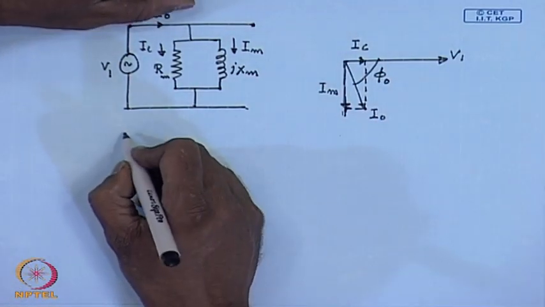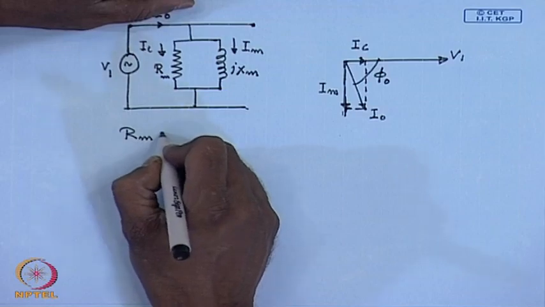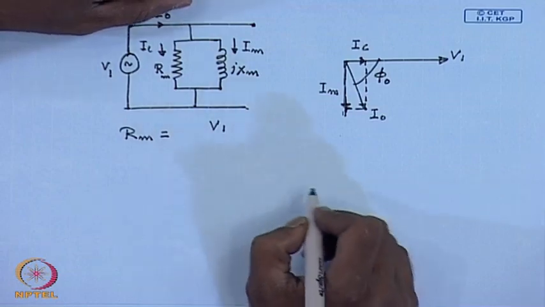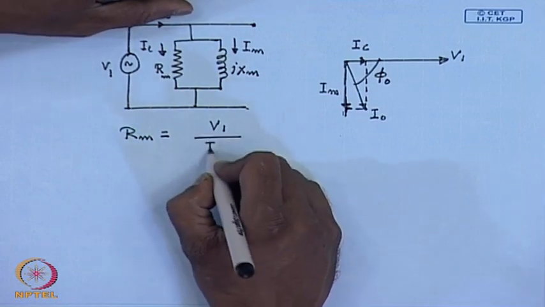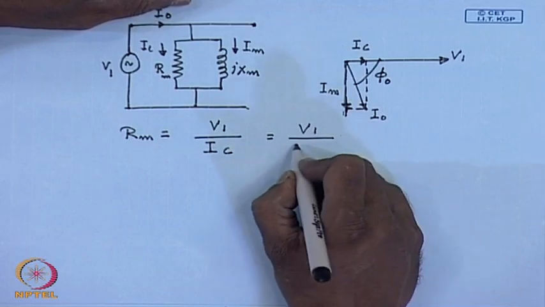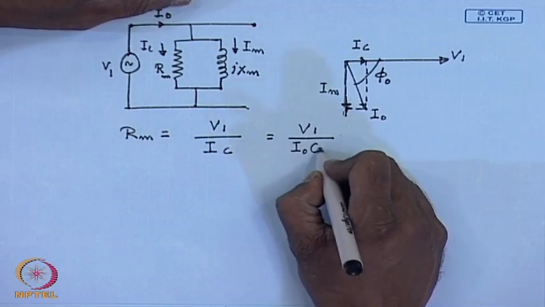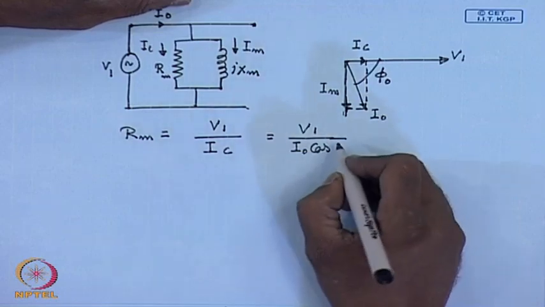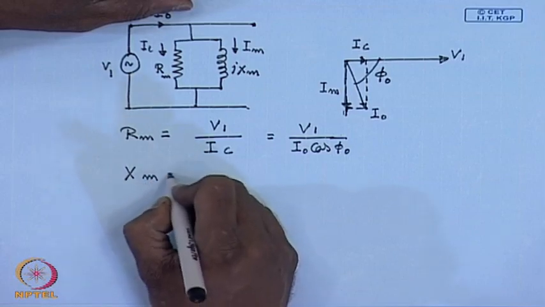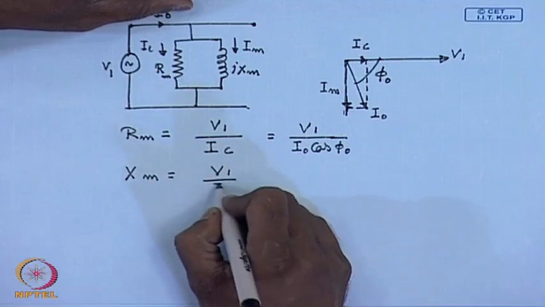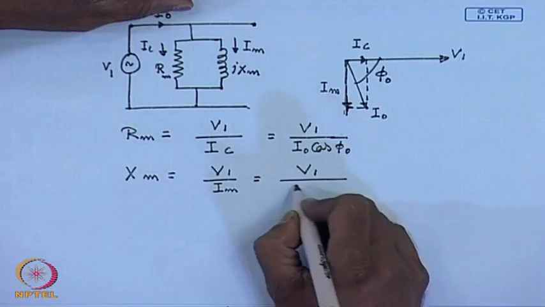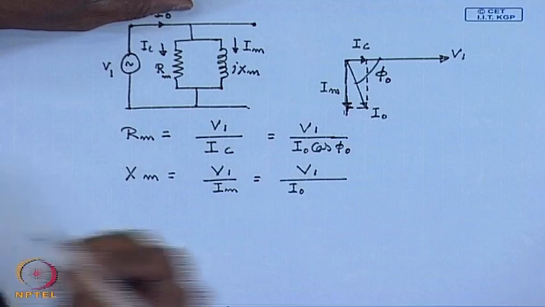We can write Rm equal to V1 by IC equal to V1 by I0 cos phi 0, and Xm equal to V1 by Im equal to V1 by I0 sin phi 0.